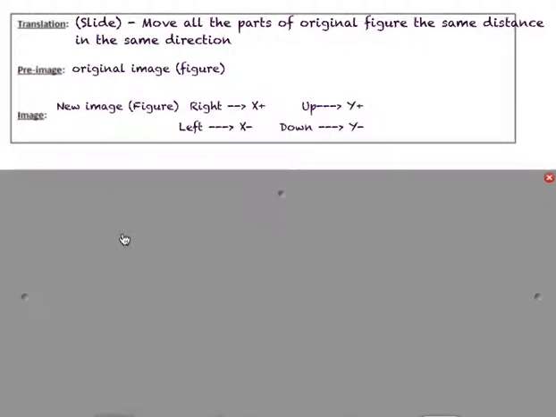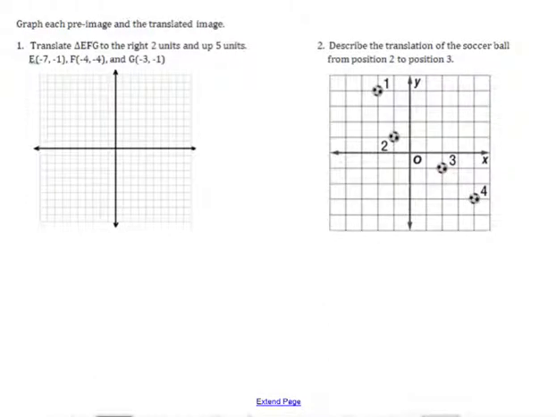Sometimes it'll say, I want you to translate the pre-image right. If it ever asks you to move it right, you need to positively add to the x. If it asks you to go left, you need to subtract from the x. If it asks you to go up, you need to add to the y. If it asks you to go down, you need to subtract from the y. So I suggest having those left, right, up, down hints on there for you. Whenever you see any of those words, you know what you need to do and you know which coordinate you need to do it to. Okay? All right, next, let's take a look at number 1.